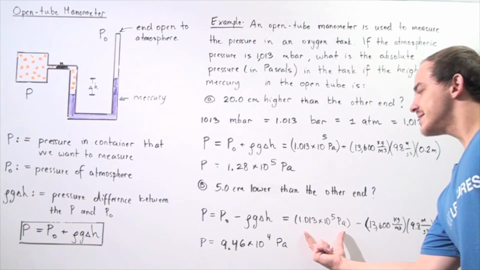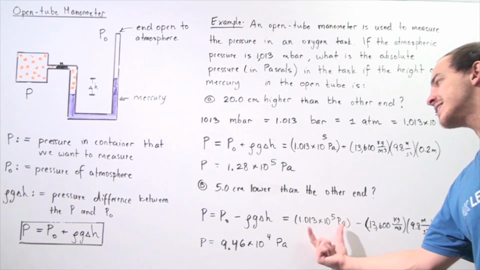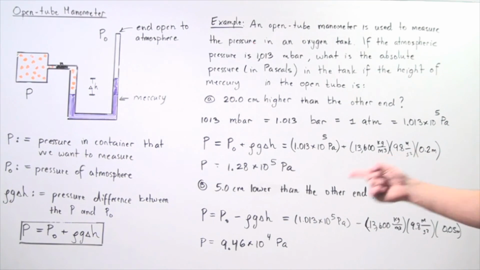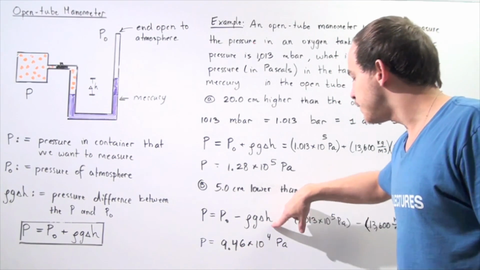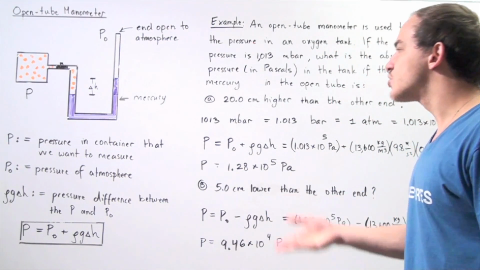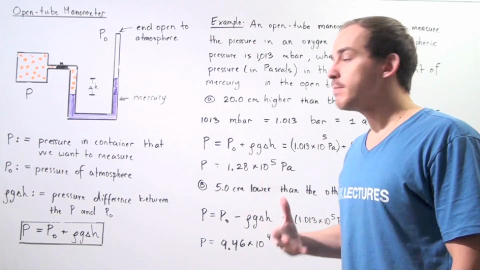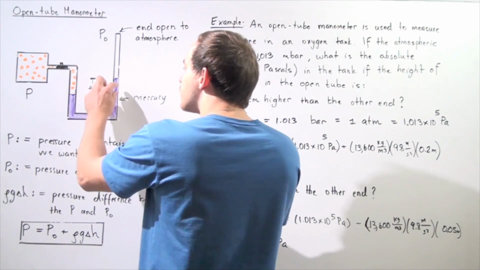So we have the same exact quantity for P naught, but now instead of using 0.2 meters, we use 0.05 meters. So we multiply this quantity and we subtract it from our atmospheric pressure, and we get a pressure of 9.46 times 10 to the 4 pascals. So the fact that this quantity is lower than atmospheric pressure makes sense because this end is slightly higher than this end.